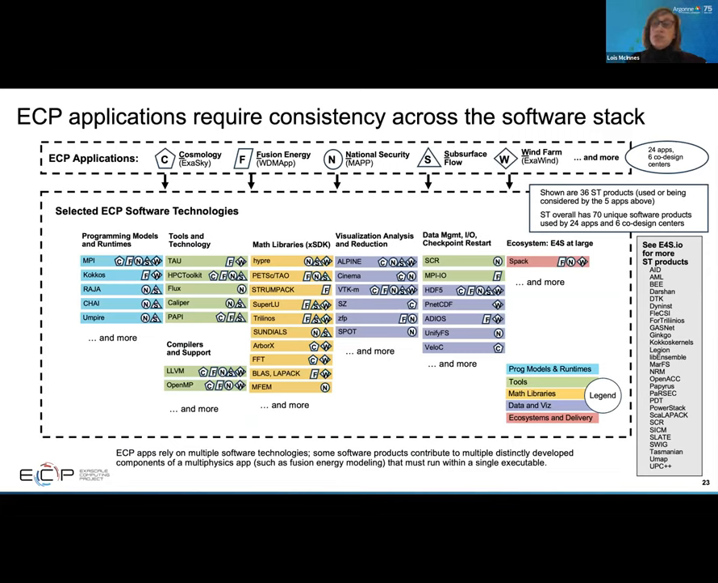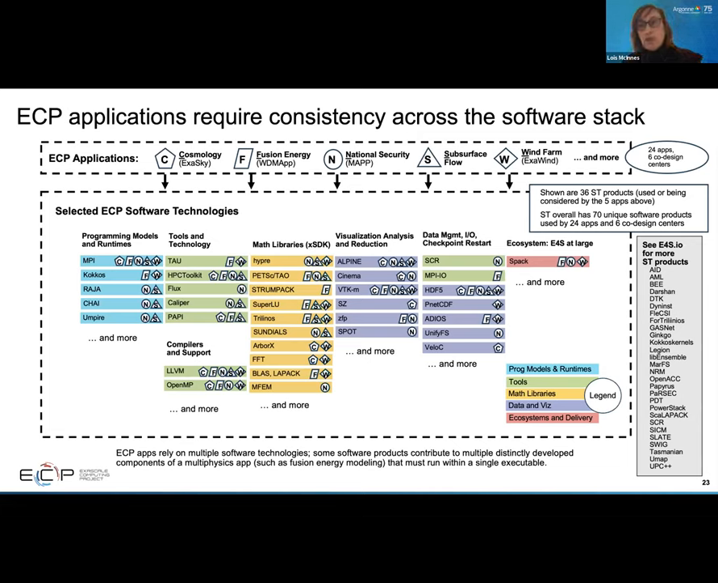And again, this is just a small slice of our overall portfolio where we have a much broader portfolio of both applications and software technologies. But even looking at just this small slice helps us to understand that our application teams are relying on multiple software technology products developed by our community. And some of those software products contribute to multiple distinctly developed components within a particular application.